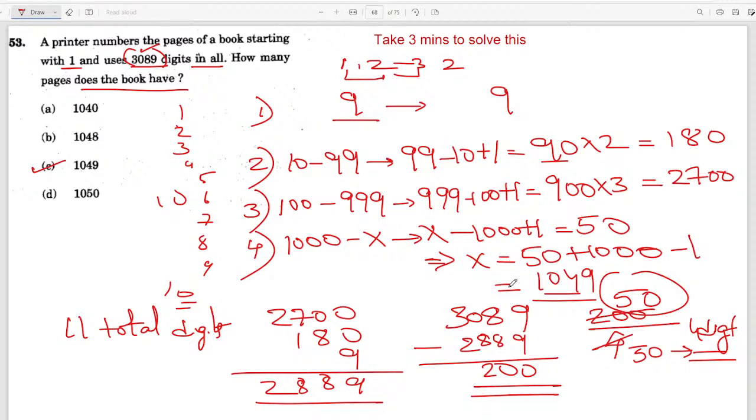I hope this is clear. If you have any doubts, please ask. So if this is 1049, from 1000 to 1049 the number of pages would be 50. And since each page has 4 digits, the total digits contributed here is 200. Now if you add this 200, 2700, 180 and 9, you would get 3089. I hope this is clear. If you have any doubts, please ask.